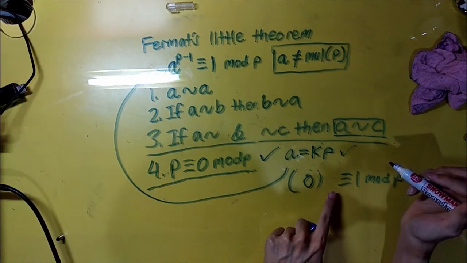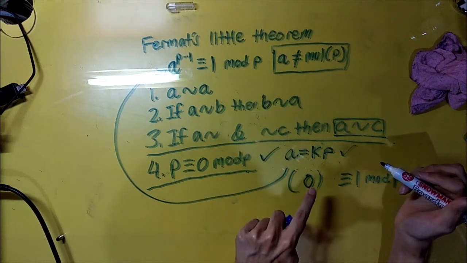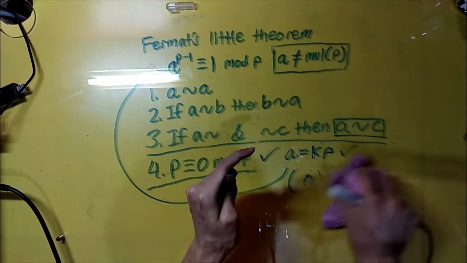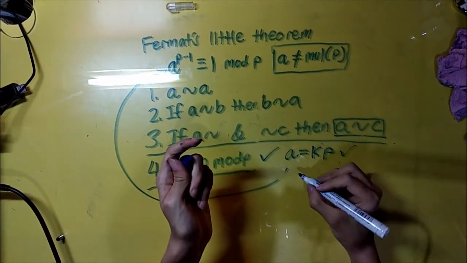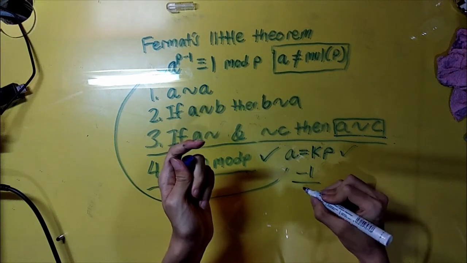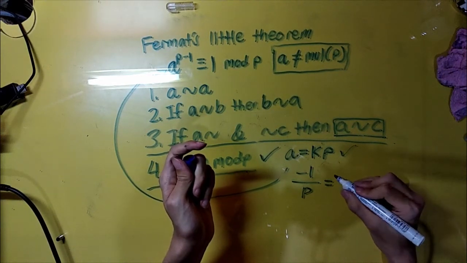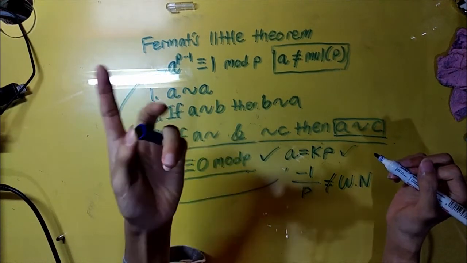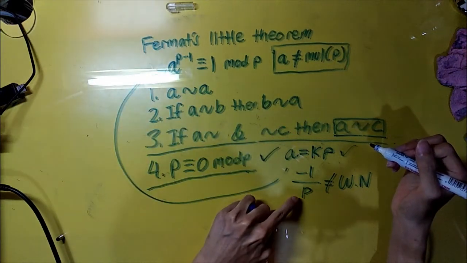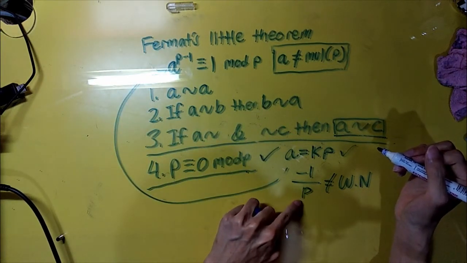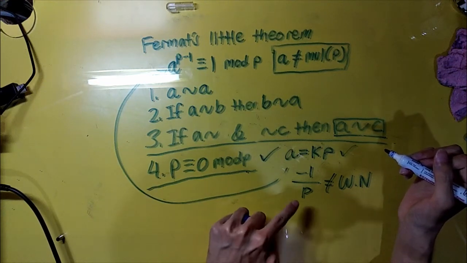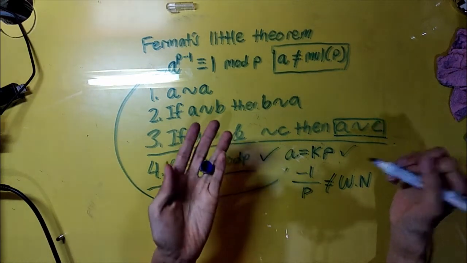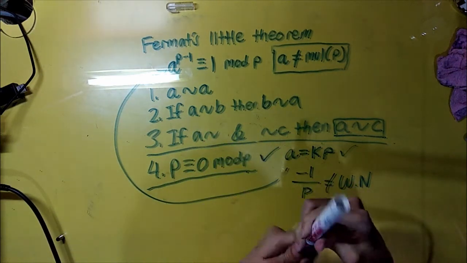Now this is definitely not true. Why? Because this would mean that 0 subtracted by 1 is always divisible by p. This statement is obviously wrong because negative 1 divided by p is never going to give out a whole number, because the prime numbers start with 2, 3, 5, 7. Anything that you put in here that is a prime number is never going to give out a whole number. It's always going to be a fraction. So it's going to be 1 over 2 or 1 over 3 or 1 over 5, or anything like that.